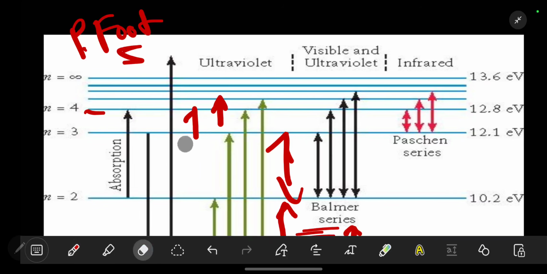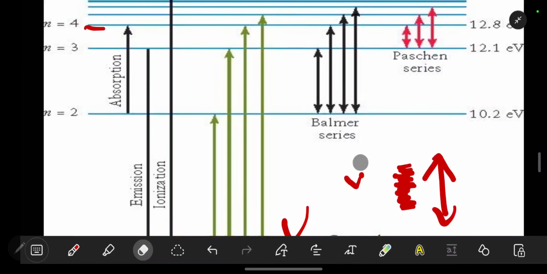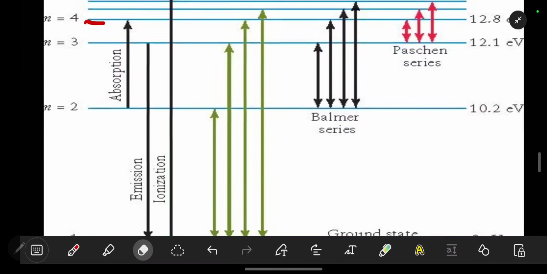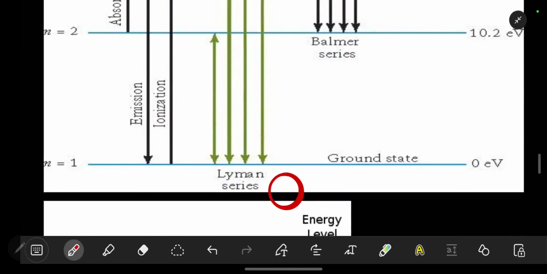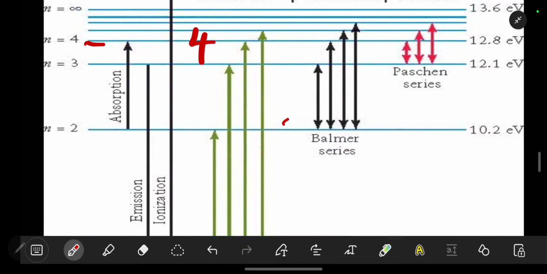So with that said, if we have something like this, let's say there is a drop from energy level number 4 to energy level number 2.